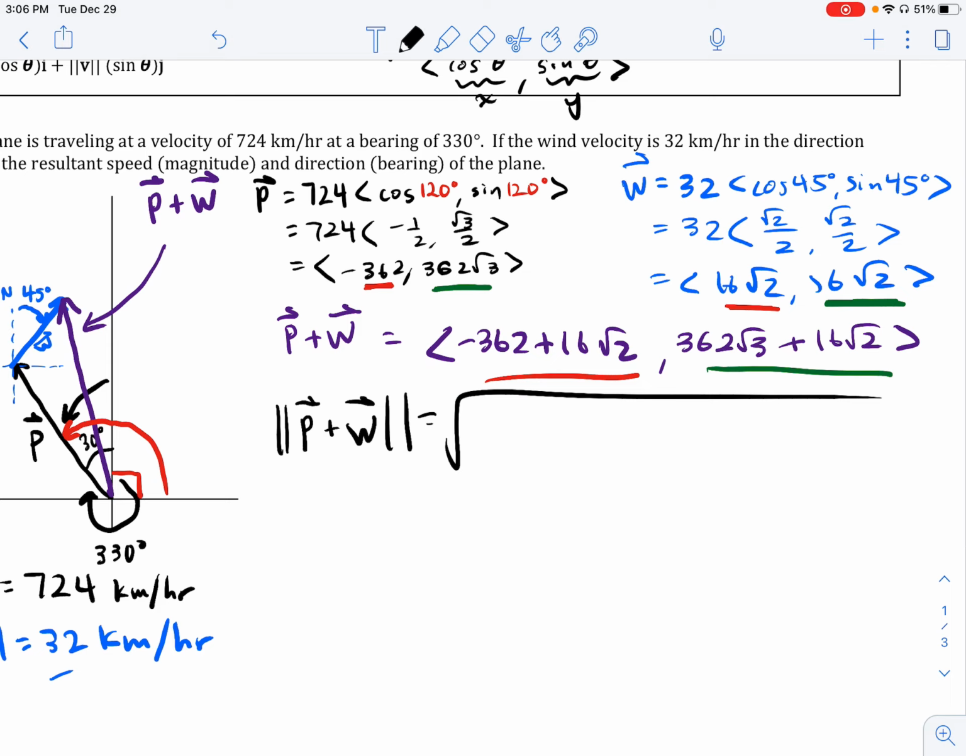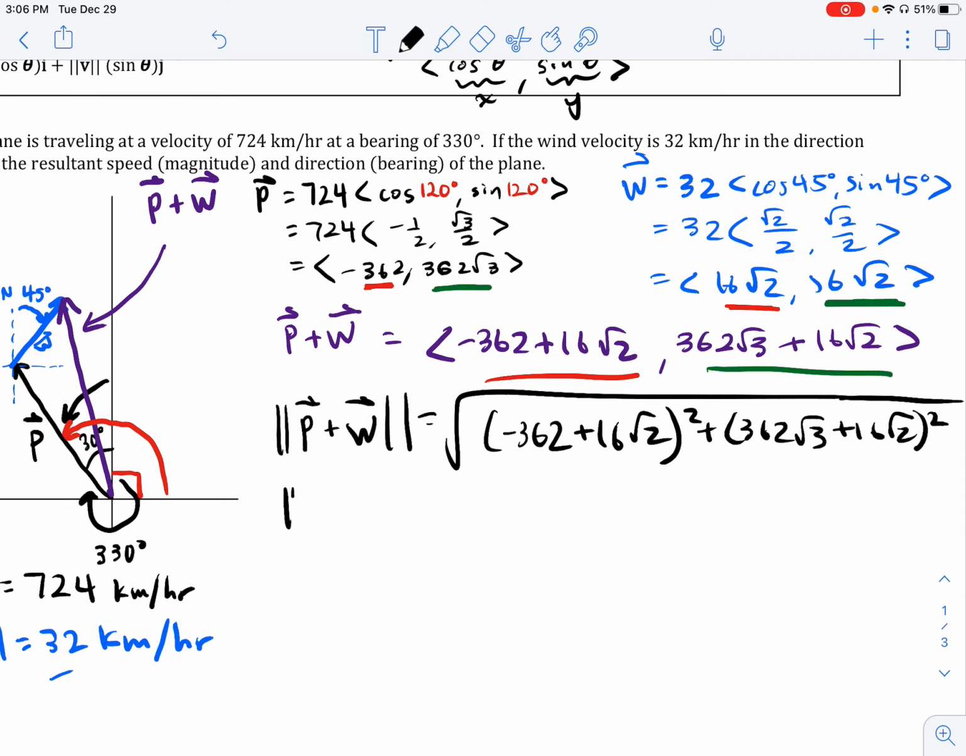So this looks a little gnarly, but bear with me. See what we did there? Okay. All right, plus 362 root 3, our vertical component, squared. And this we are going to need a calculator for.